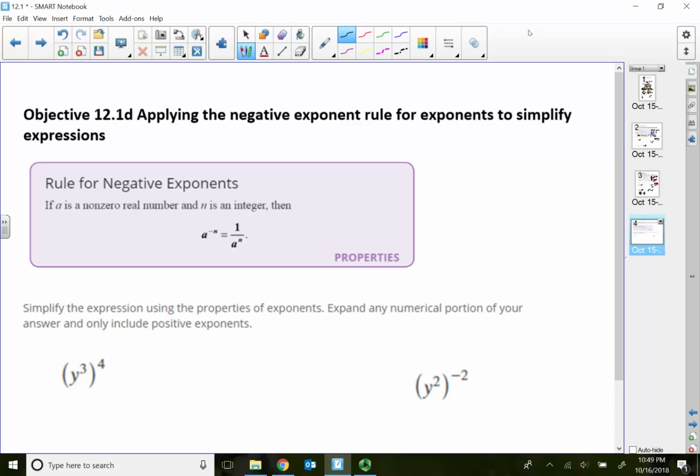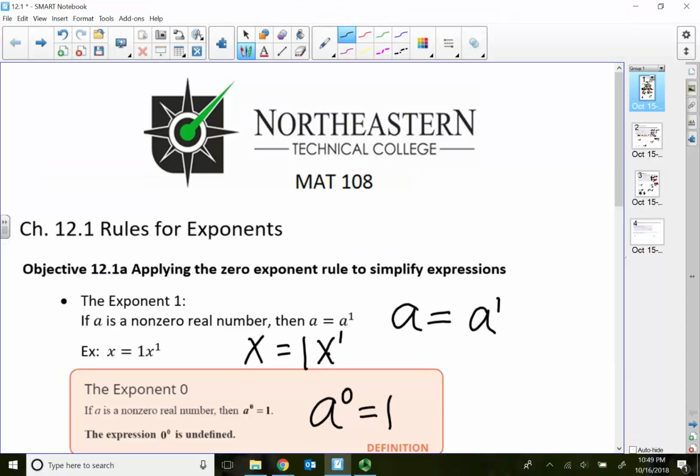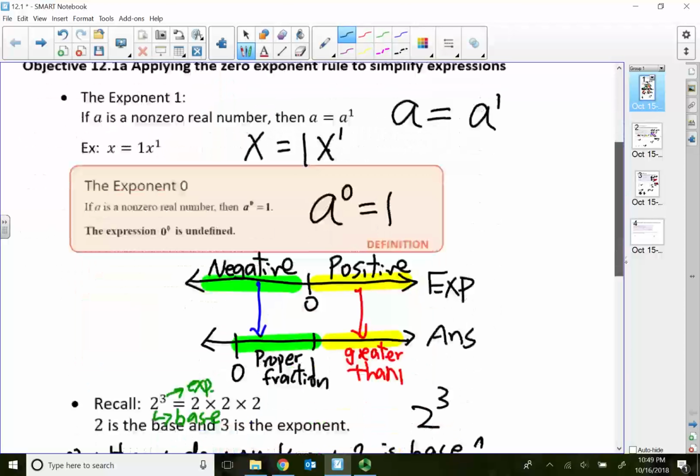Welcome to module 12.1, and in this lecture video let's take a look at negative exponents. In the 12.1a video I mentioned the exponent 0. For any real number a, a to the 0 power is always 1. Then I was trying to mention something about negative exponents.